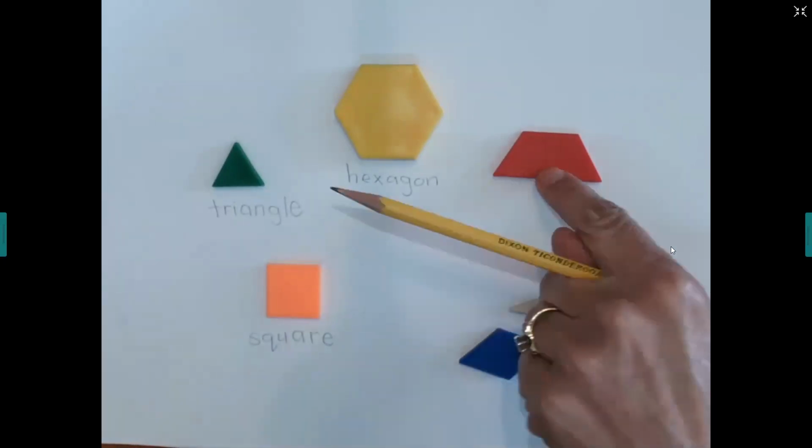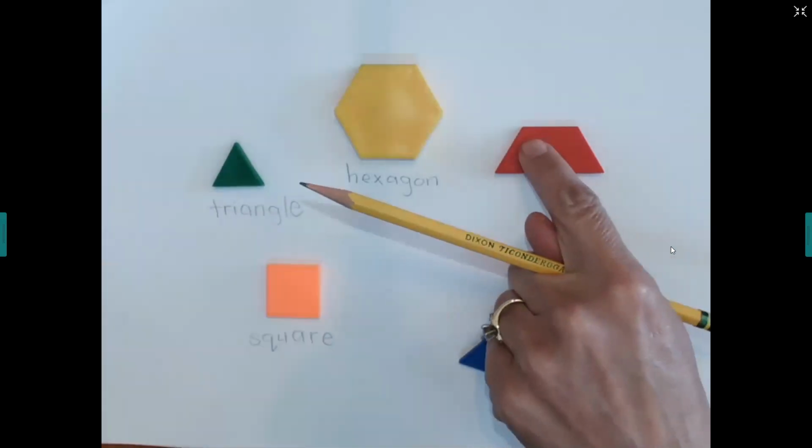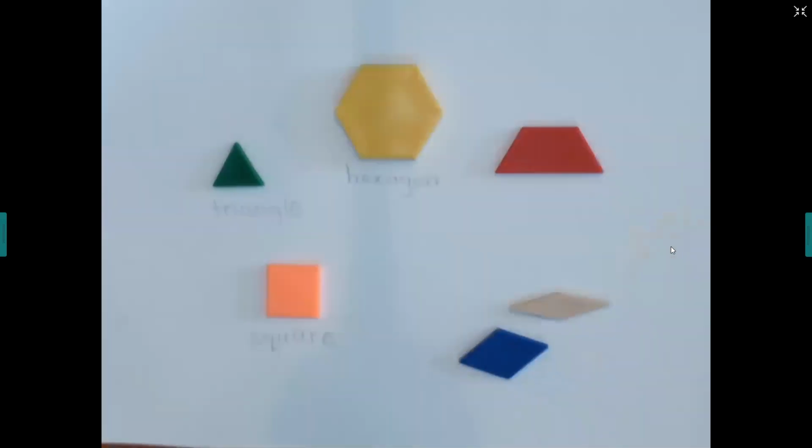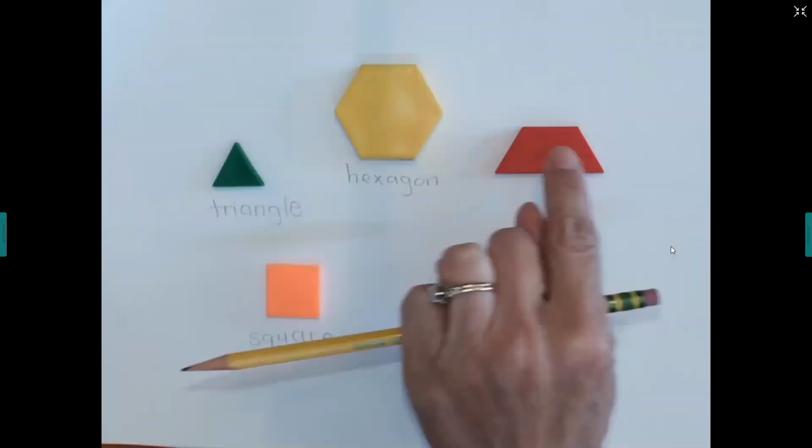This one's a little bit trickier. I'm wondering if anyone knows the name of this red shape. Okay, so keep yourself, remember, muted, because I'm going to call on hands, okay? Aaliyah, do you know the name of the red shape?